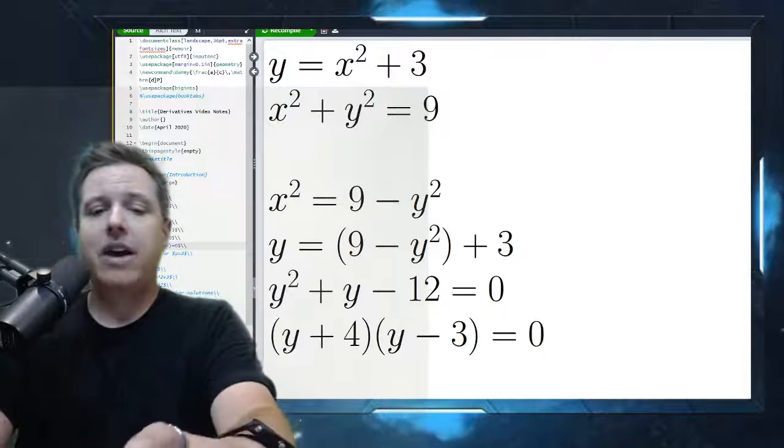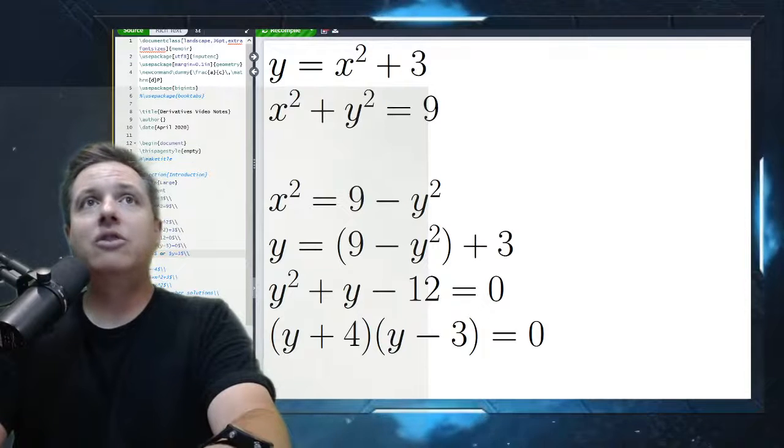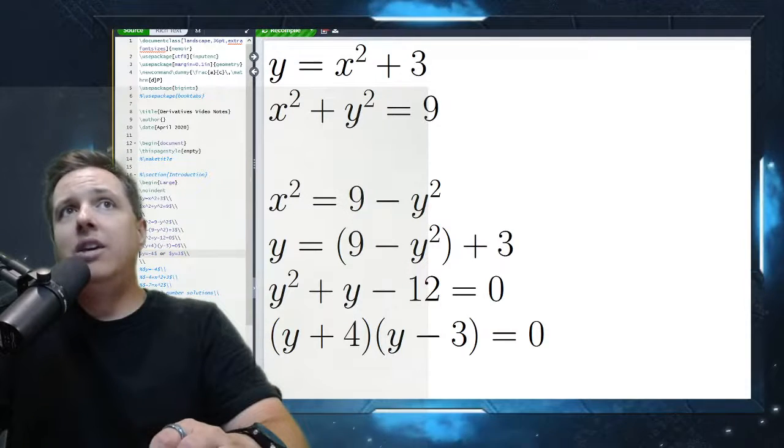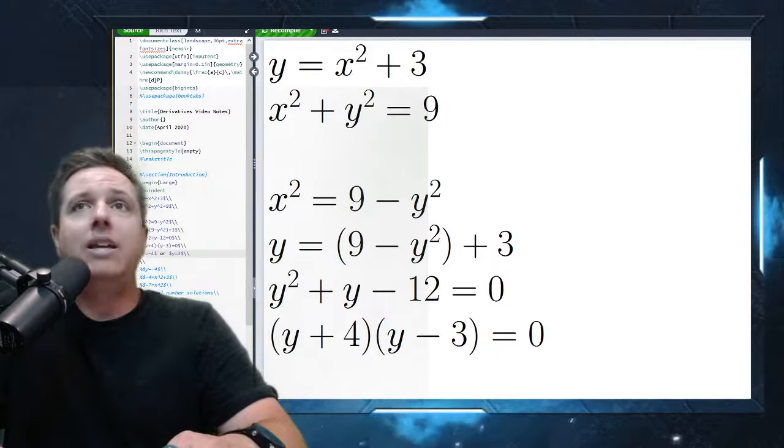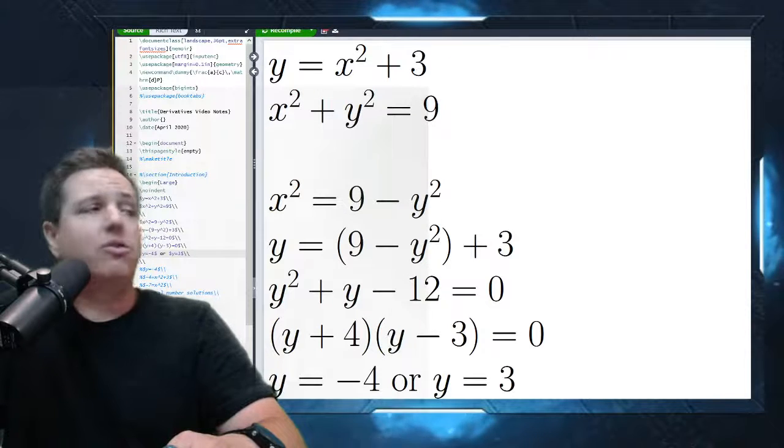Right, we've got it in that factored form, and then we just carry it out and solve it, and we get that y equals negative 4 or y is equal to positive 3. Those are the two outcomes.